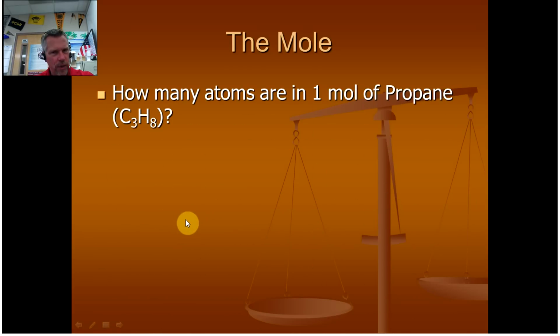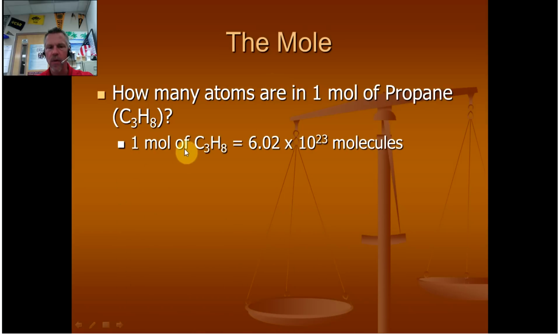Now we can ask trickier questions too, though. How many atoms are in 1 mole of propane? Well, 1 mole of propane is this many molecules. There are 6.02 times 10 to the 23rd molecules of propane in a mole. But I'm interested in the atoms. A molecule of C3H8, or propane, has how many atoms in it?